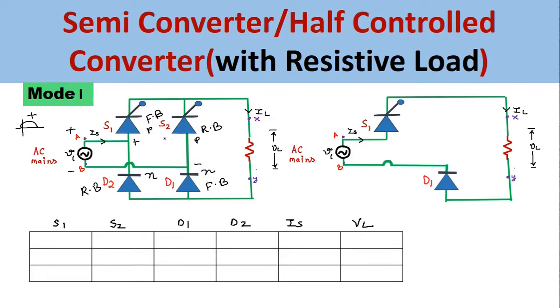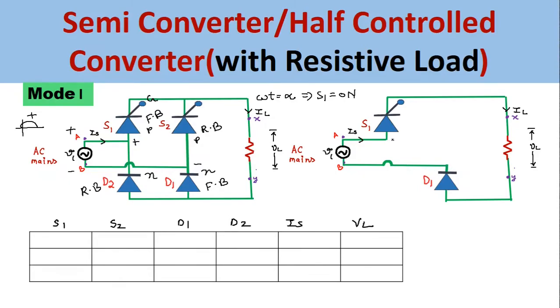So in the positive half cycle, when omega t is equal to alpha, that means at firing angle, when a gate pulse is given to the gate terminal of this SCR1 which is in forward bias condition, this SCR1 starts conducting. That means it will go into the on condition. So in mode number 1, the S1 SCR and D1 diode will start conducting, and S2 thyristor and D2 diode will be in the off condition and they will act as open circuit. So when we remove these devices, the circuit will look like this.